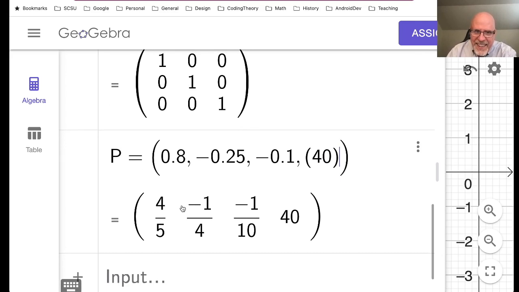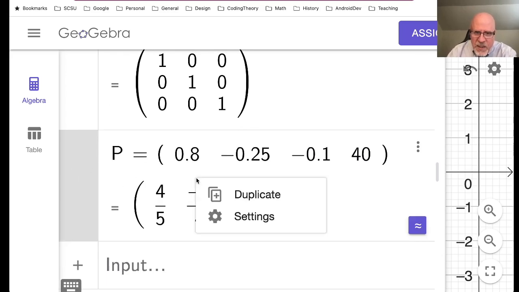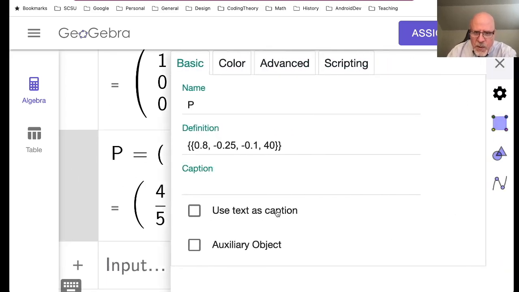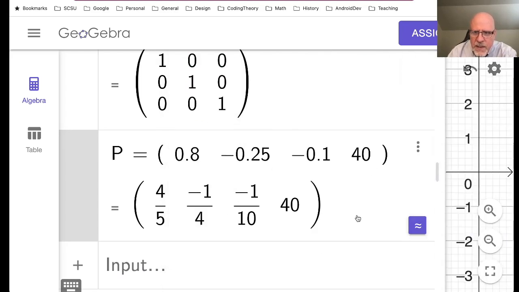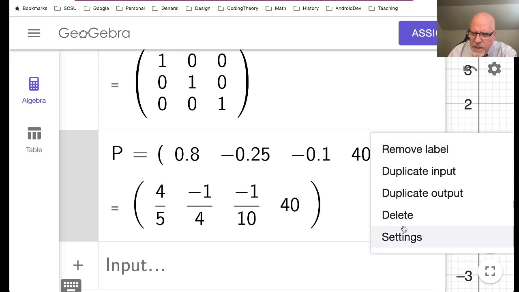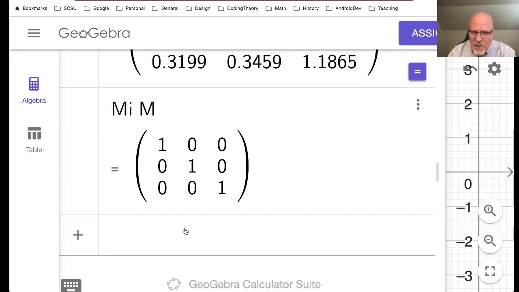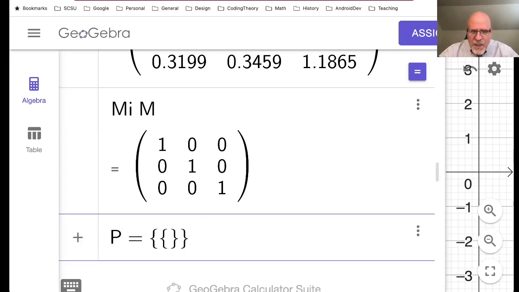I think I want to just clear out this particular matrix. I can't do it, can I? There. Delete. There we go. Let me just start fresh, because sometimes it's frustrating. All right, let's try again.